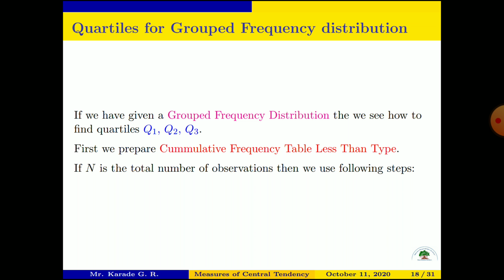First, we prepare a cumulative frequency table of less than type. That is a very important step while finding the quartiles in case of grouped frequency distribution. In the previous lecture, we saw how to find the cumulative frequency table of the type less than. From this cumulative frequency table we can find capital N, the total number of observations in the given data. If capital N is the total number of observations, then we use the following steps.